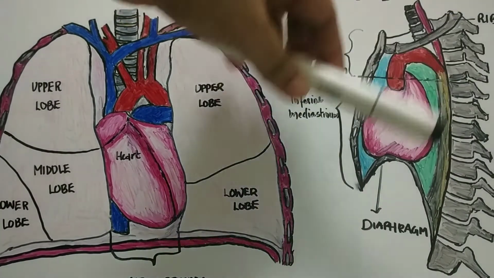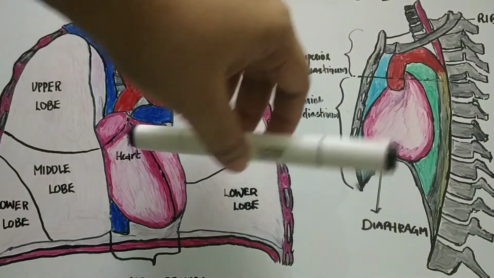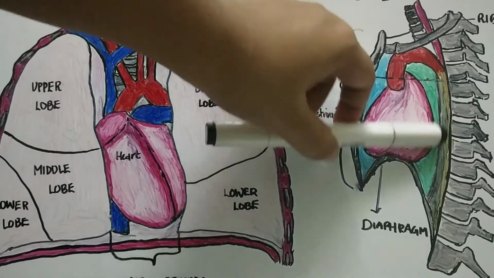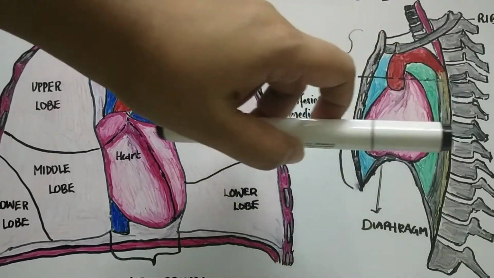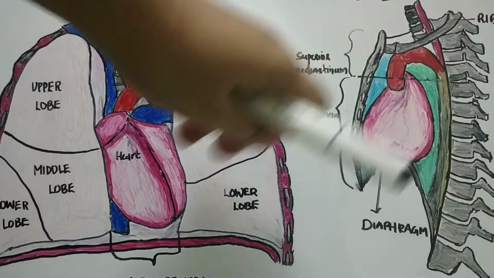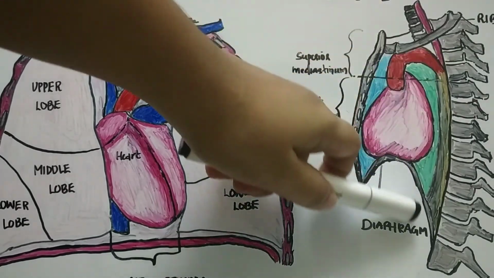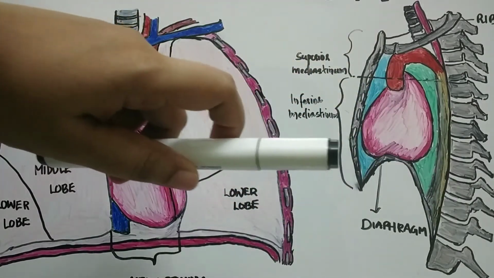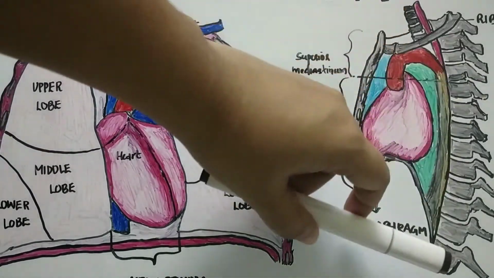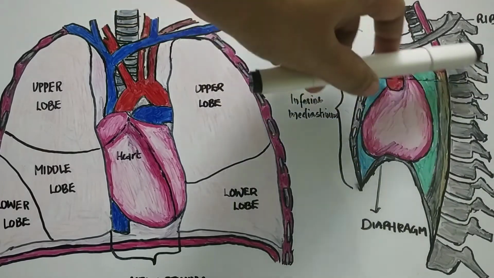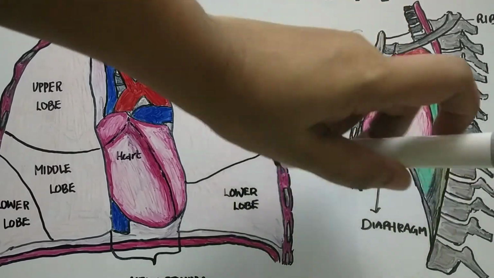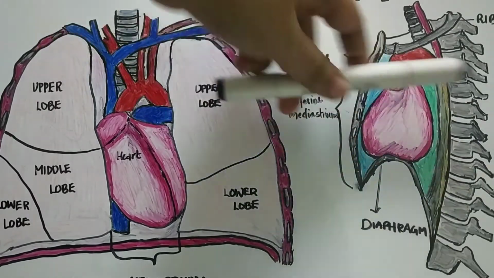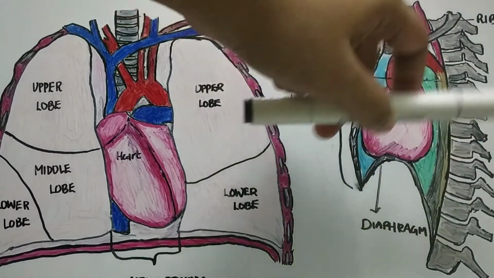So next is the posterior mediastinum. Regarding the boundaries, anteriorly there are the pericardium, the bifurcation of the trachea, pulmonary vessels, and also the posterior surface of the diaphragm. These are the anterior boundaries. Next are the posterior boundaries. Posteriorly there are the lower 8 thoracic vertebrae, and on each side there is mediastinal pleura.